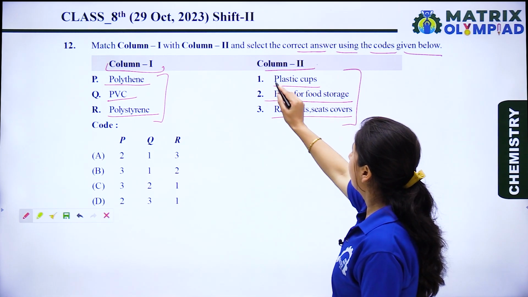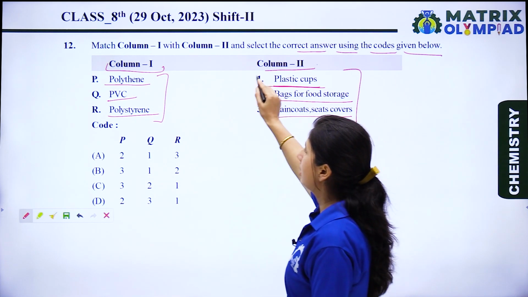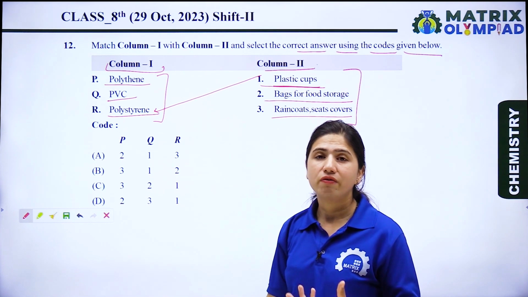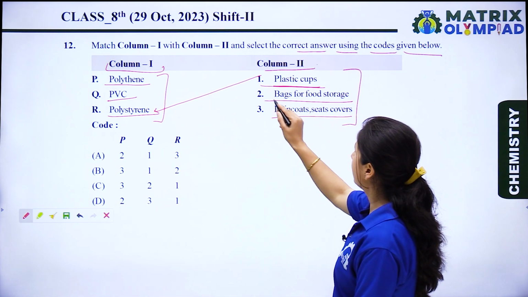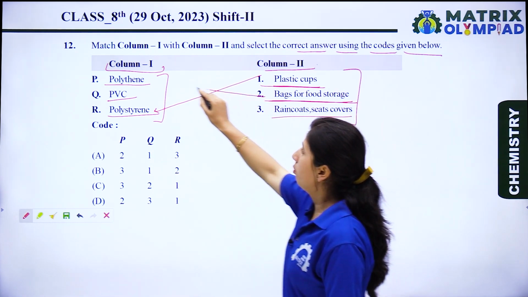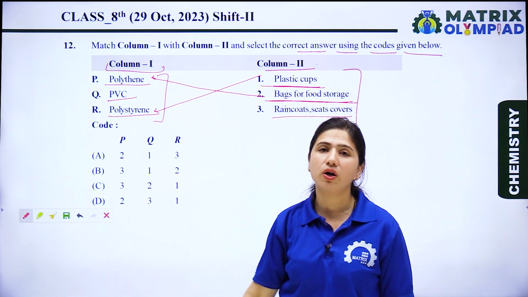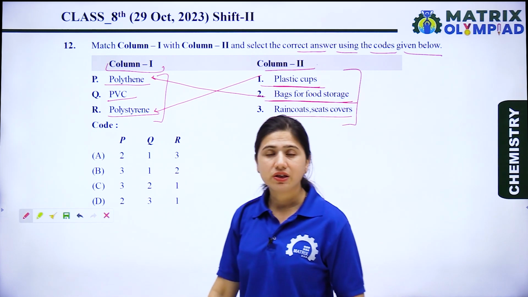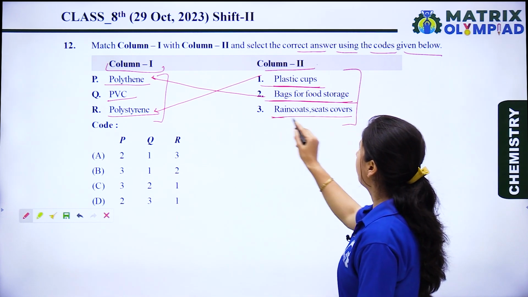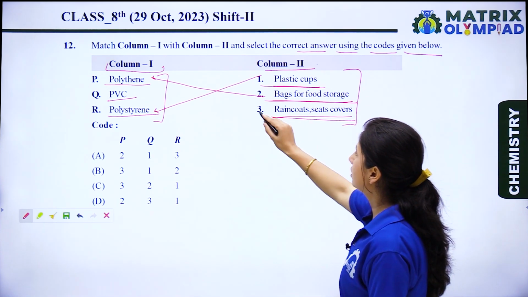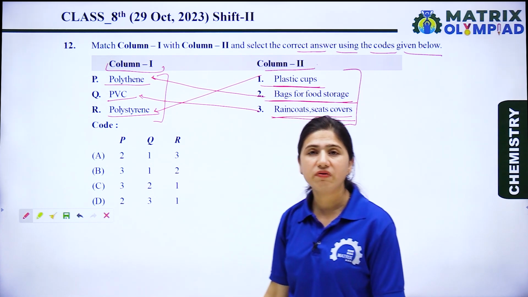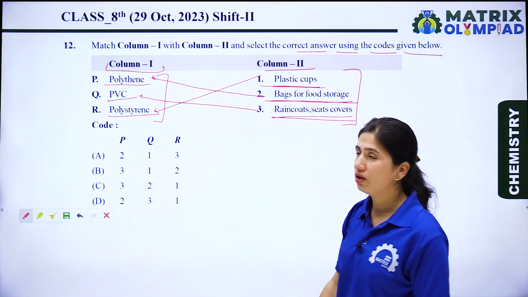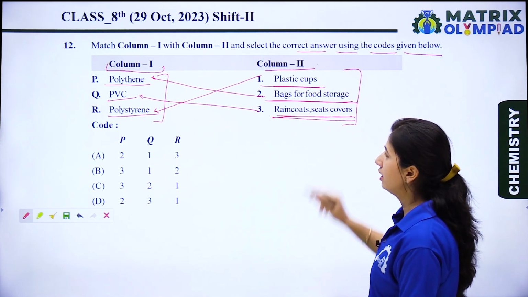Let's see the question again. First, plastic cups. Plastic cups are generally made from polystyrene because polystyrene is very light in weight and much cheaper than other polymers. Second is bags for food storage. Generally polythene, and high density polythene is used for making bags for food storage because of its resistance to tear. Now the next is raincoats and seat covers. Generally raincoats and seat covers are made from PVC. PVC is polyvinyl chloride, and because of its high durability and resistance to water, it's used in raincoats and seat covers.